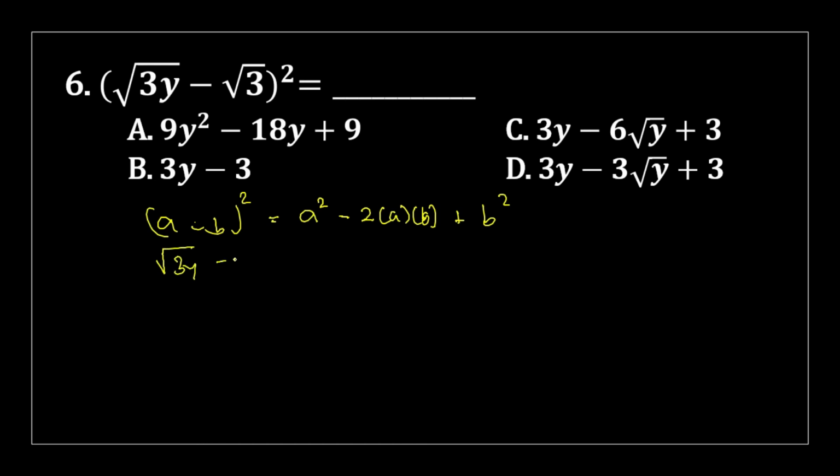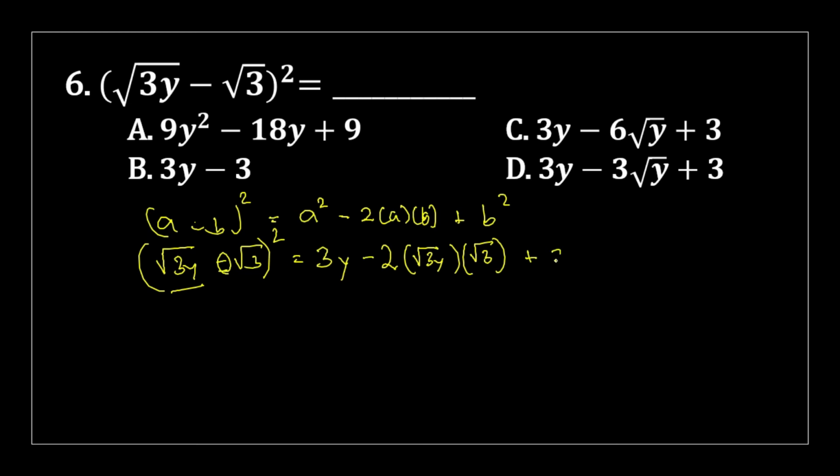Square root of 3y minus square root of 3, squared. Now what is the square root of the first term? The square root of the first term is 3y, because root of 3y multiplied by root of 3y is 3y. What is the second term? Copy the sign. Minus, multiplied by 2, then the first term, root of 3y, multiplied by the second term, which is root 3. And the last term is plus, what is the square root of 3 squared? Root 3 times root 3 is 3.